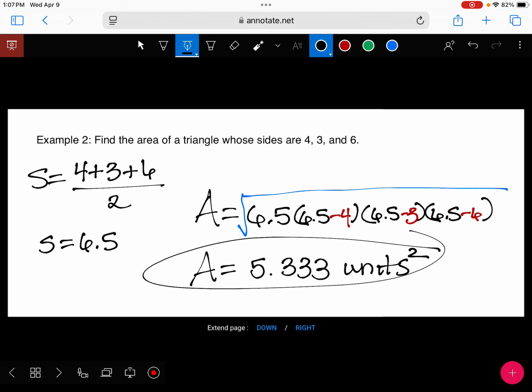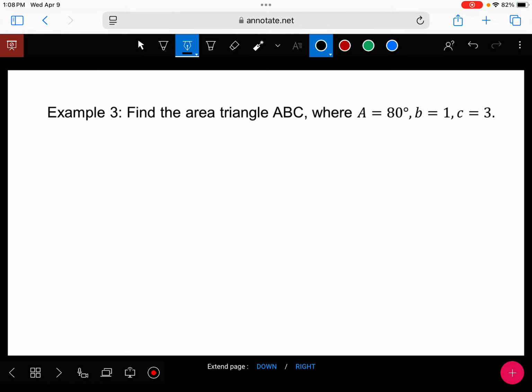All right, so now when we look at example 3, we don't have all 3 sides. So we have to go about it a little differently. So what we're going to do in example 3 is use the sine area formula. Because I know, and you don't have to draw it out, but I'm going to draw it out real quick.